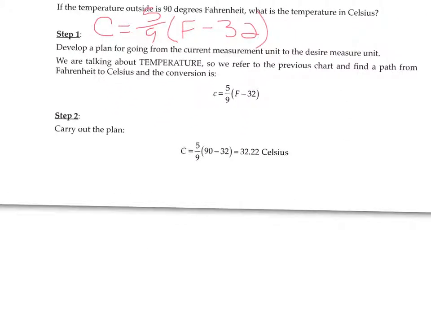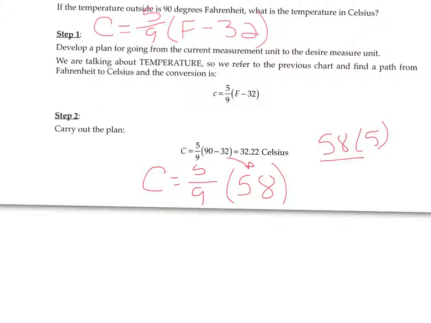When you substitute the 90 in there, 90 minus 32 is going to give you 5/9 times 58. And of course, you can do 58 times 5/9 by doing 58 times 5 divided by 9, and all of that, once you do the math and you simplify it out, becomes 32.22.